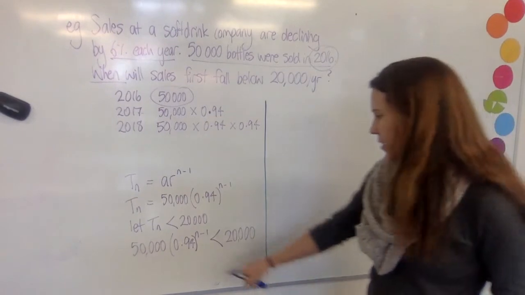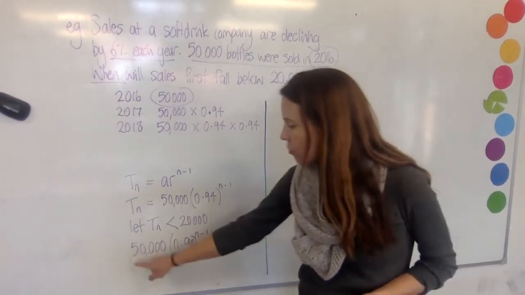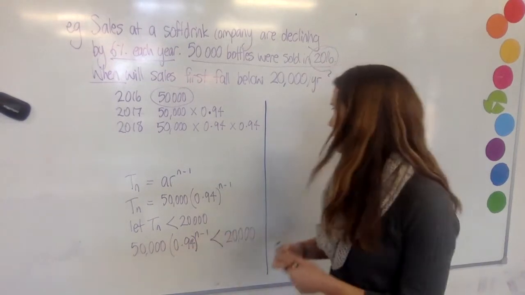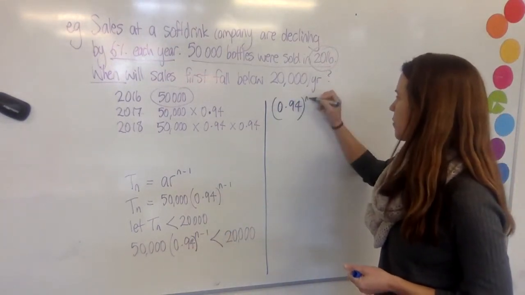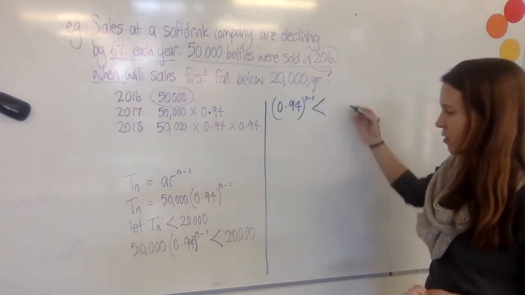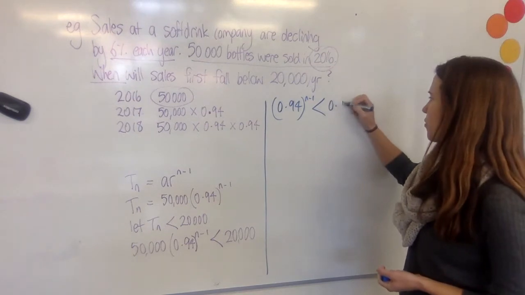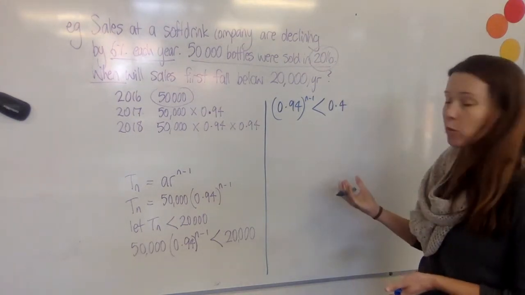Now we're trying to get 0.94 to the power of something by itself, so it makes sense as our next step to divide both sides by 50,000. So we have 0.94 to the power of n minus 1 is less than 20,000 divided by 50,000, which is 0.4. Alright, now from here there's a number of ways that you can go forward.